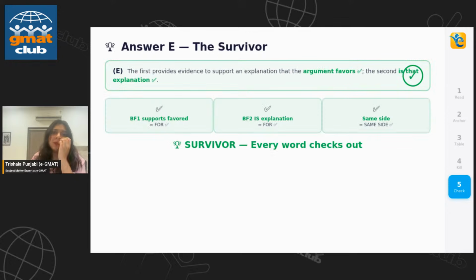All right. And now we have the only remaining answer, which is answer number E. The first provides evidence to support an explanation the argument favors. What does this mean for the argument? Second is that explanation. What does it mean for the argument? Are they both on the same side? Absolutely. Every word checks out. So very, very easily, this complicated question we could do without getting into a lot of specifics on the answer choice, just because we labeled it all beautifully.